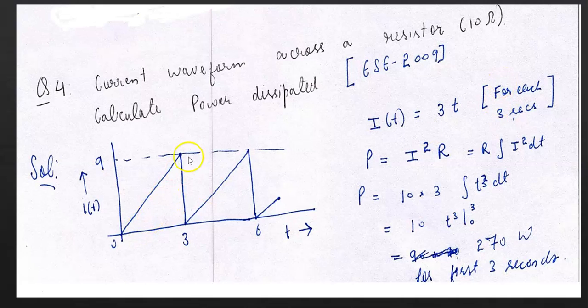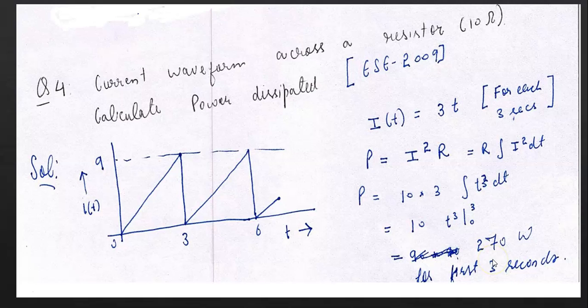For each 3 seconds, the current waveform equation is 3t. This is because the slope of the line is 3, which comes from 9 by 3. Now power dissipated will be I square R, so that will be equal to R integral I square dt. So I is equal to 3t. On solving this, we will get power dissipated equal to 270 watt for each 3 seconds.